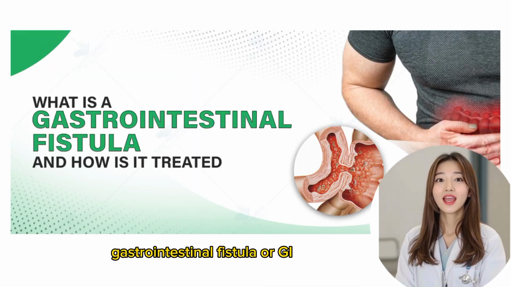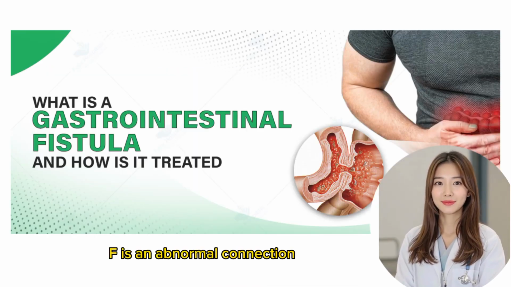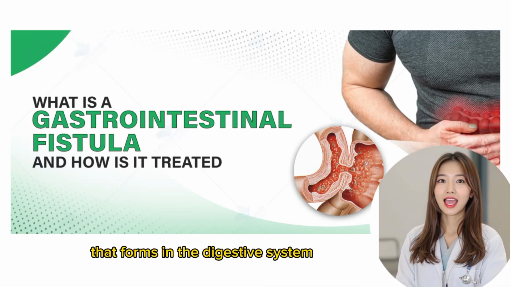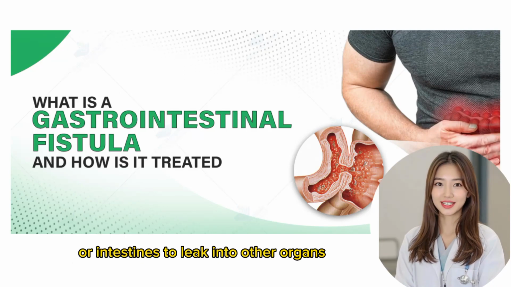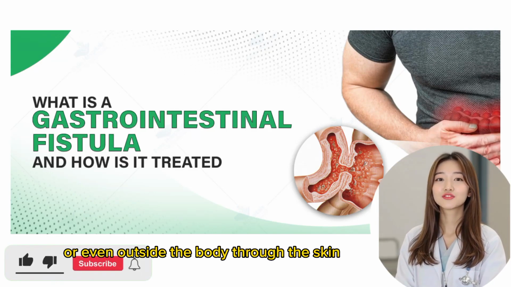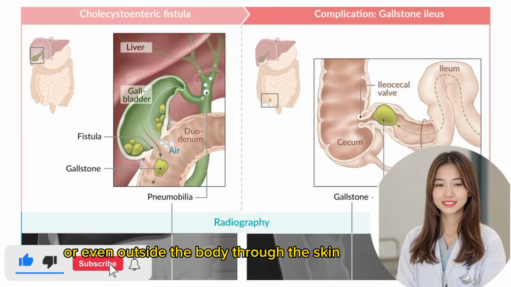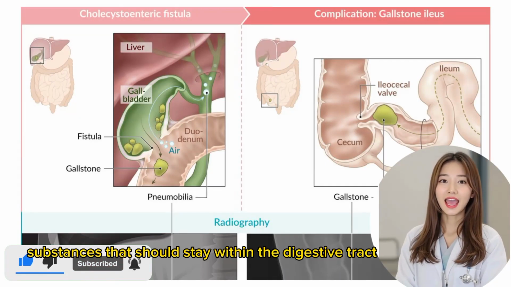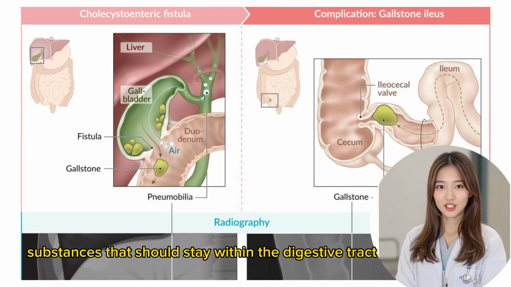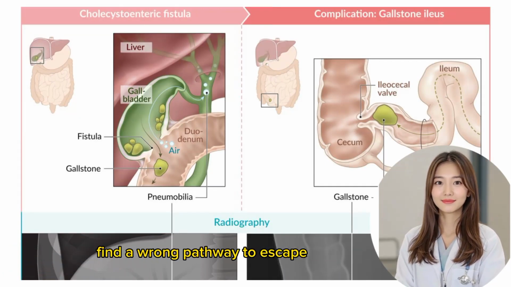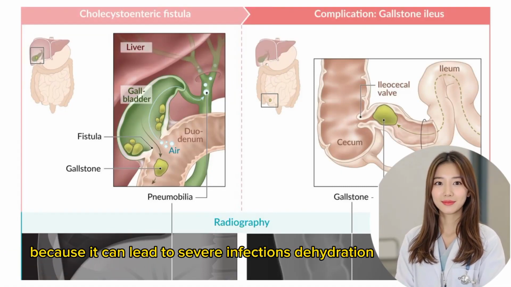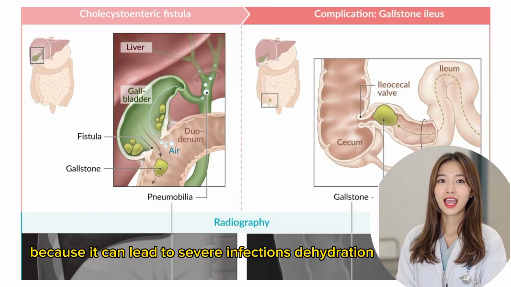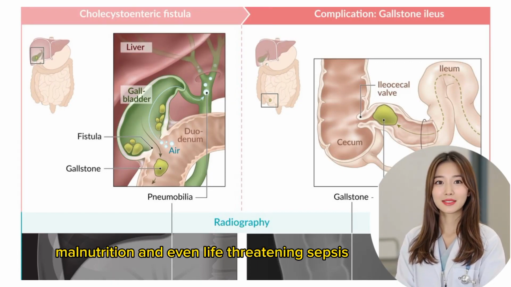Gastrointestinal fistula, or GIF, is an abnormal connection that forms in the digestive system, allowing fluids from the stomach or intestines to leak into other organs or even outside the body through the skin. Simply put, substances that should stay within the digestive tract find a wrong pathway to escape. This condition is very dangerous because it can lead to severe infections, dehydration, malnutrition, and even life-threatening sepsis.